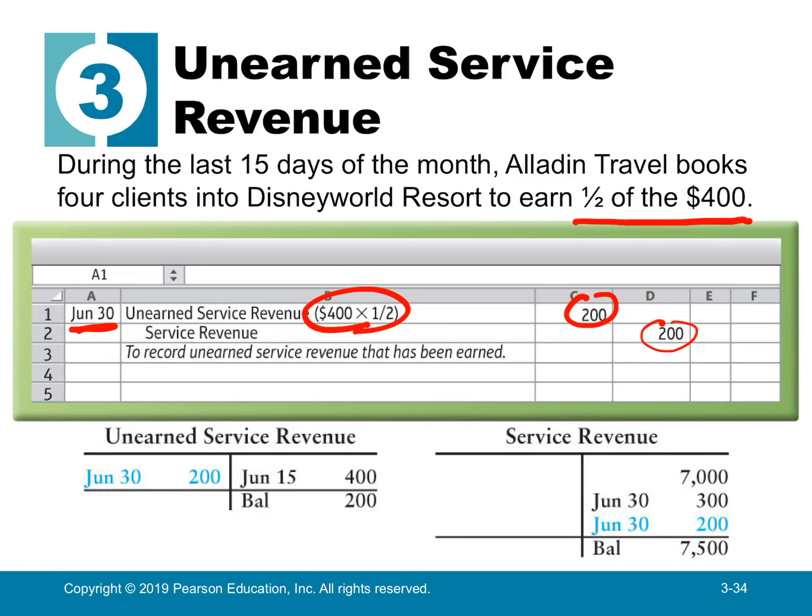So they can get rid of one half of this liability, unearned service revenue, and show it as service revenue, a stockholder's equity account. So you'll see the unearned service revenue liability goes down by 200, and so we have 200 as the balance. And service revenue, a stockholder's equity account, is going to increase by 200. So the holding balance for this period is 7,500.